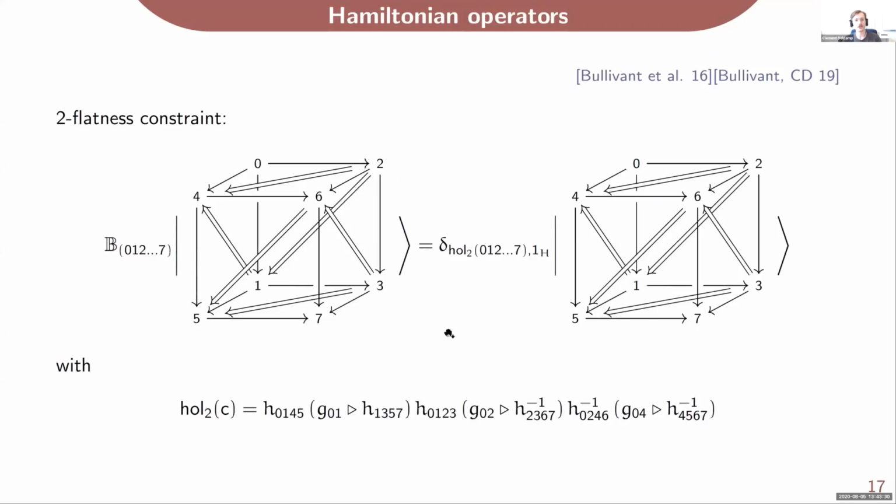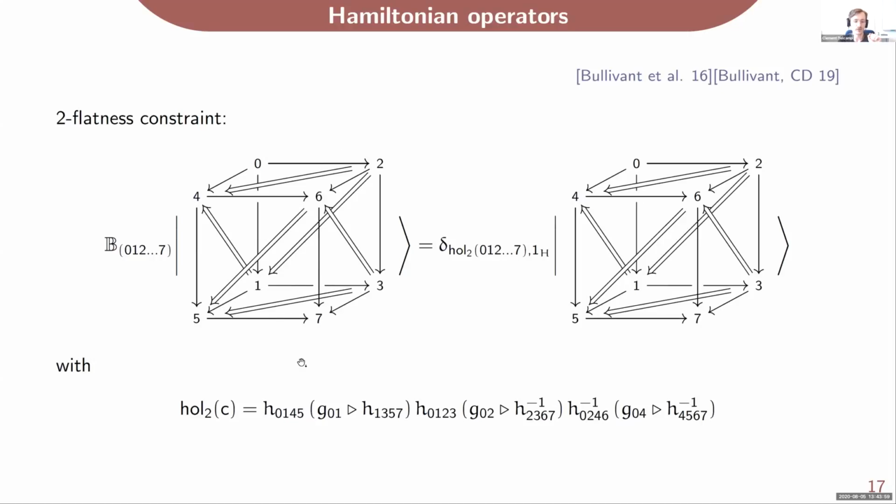And the last constraint is the so-called 2-flatness constraint, which penalizes non-flat 2-connections. What it means essentially is that, roughly speaking, the product of the edge group variables around a contractible 2-cycle has to be the identity. My cube is one such contractible 2-cycle, so I want to enforce that the product of the edge variables around the cube is the identity.